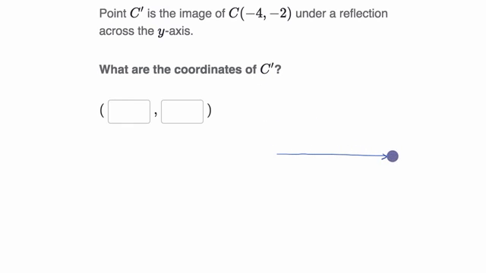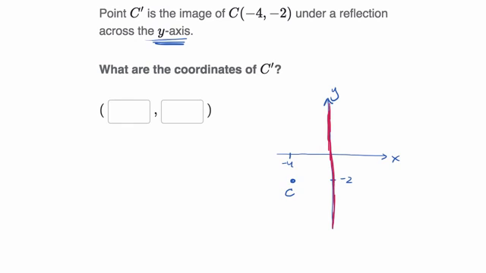So that could be my x-axis. This would be my y-axis. And it's the point -4, -2. So that might look like this. -4, -2. So this is the point C right over here. And we want to reflect across the y-axis, which I am coloring in red right over here.